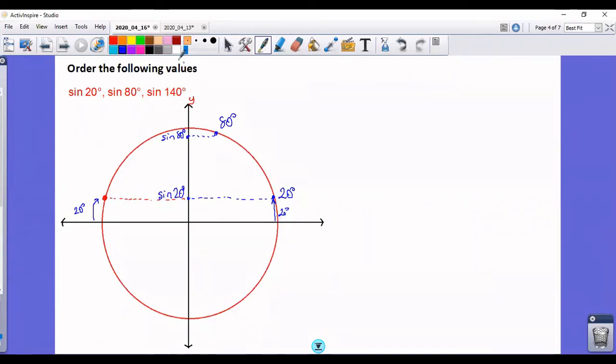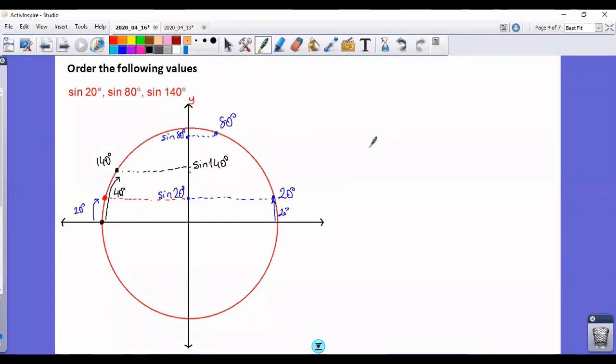But in order to get 140 degrees from 180 degrees, I have to go 40 degrees back, right? 40 degrees clockwise in order to get 140 degrees. So you see, this is 20, but I have to go 40 degrees. So that means sine of 140 is just between sine of 80 and sine of 20. This is sine of 140 degrees.